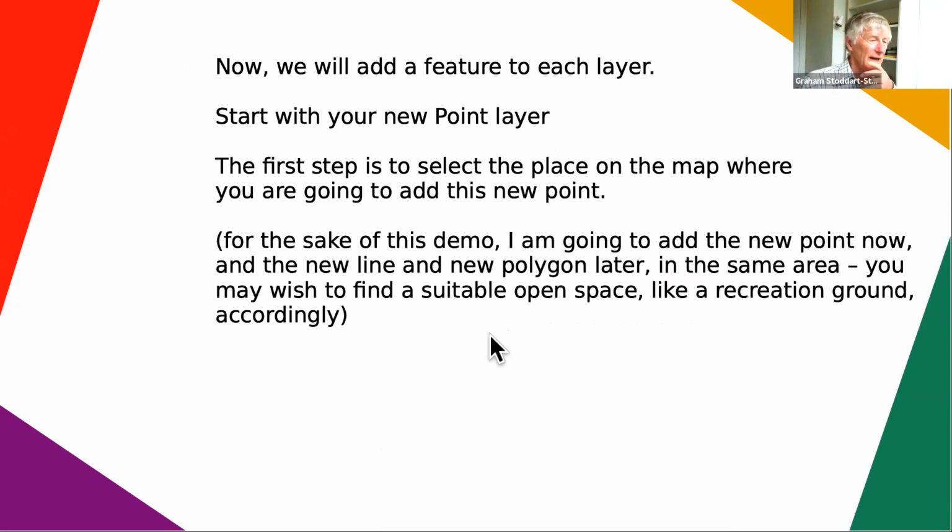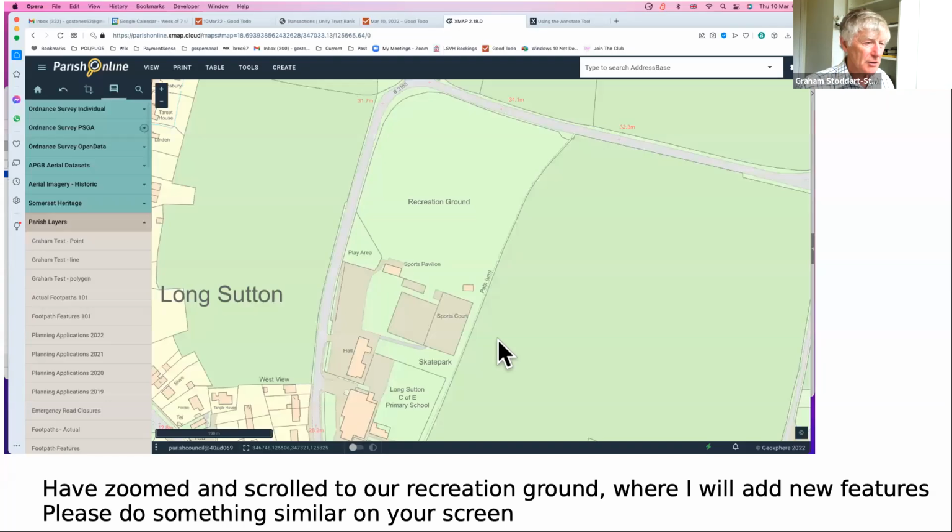So again, some of this is repetition from this morning, but I don't think it hurts. So you're going to go back into your point layer. On the map, select your point layer, right click in the layer and select add feature. And you need to have scrolled and zoomed your way to wherever you're going to add this feature. So if you've got where you put the pavilion this morning on your polygon layer, it's handy to go back to that.